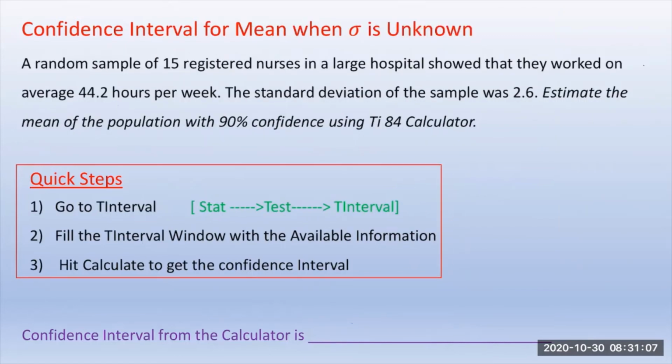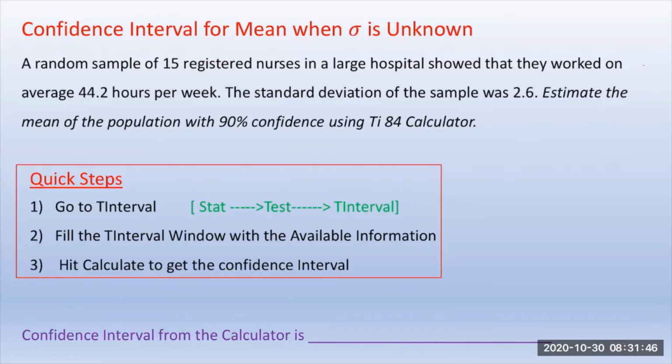We'll explore one more situation for calculating the confidence interval using the TI-84 calculator. And the last one here is confidence interval for mean when the population standard deviation is unknown. So here is the question. A random sample of 15 registered nurses in a large hospital showed that they work on average 44.2 hours per week. The standard deviation of the sample was 2.6. We have to estimate the mean of the population with 90% confidence using the TI-84 calculator.